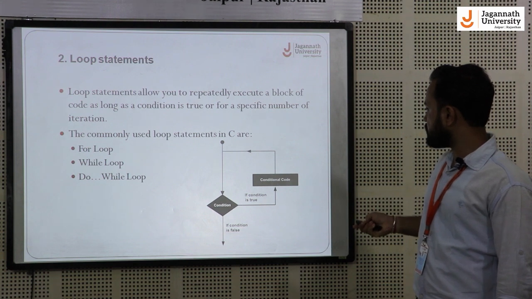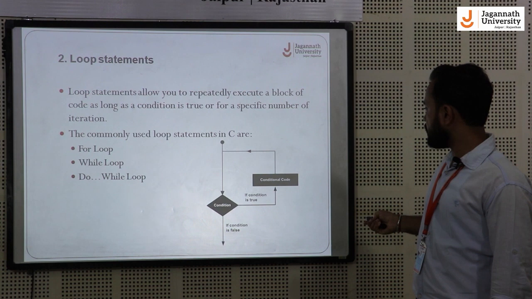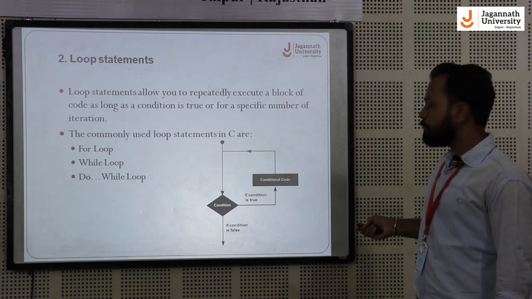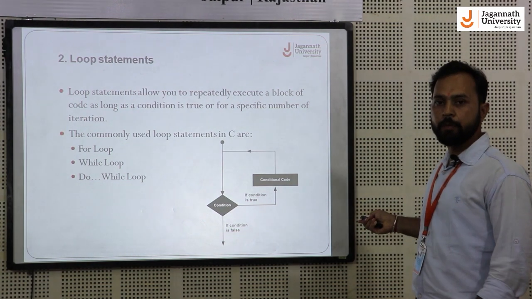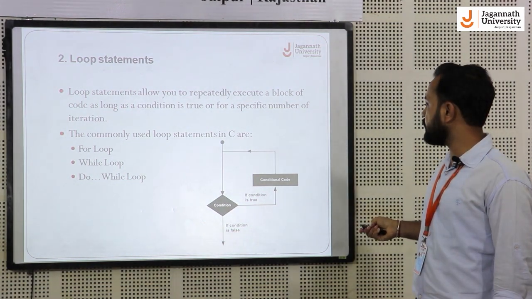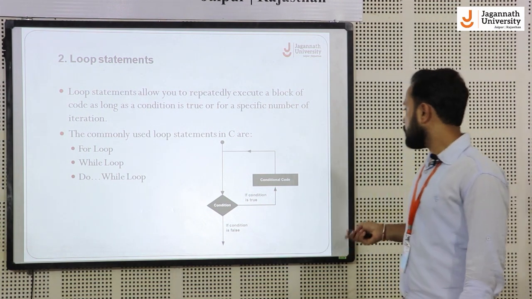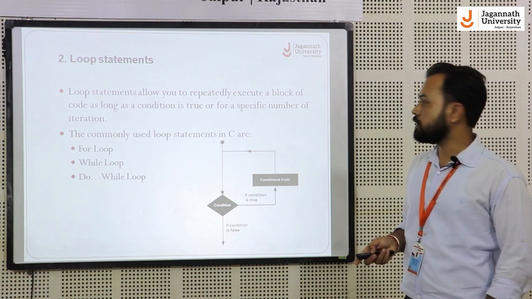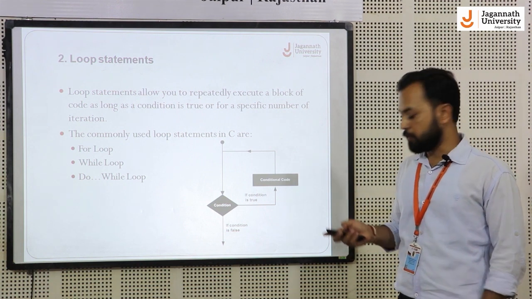Suppose this condition is true, then this code will be executed. Again your condition will be checked, again if the condition is true, then this code will be executed. The same will be repeated until a specified number, or when the condition is false, the flow will go this side. So, there are 3 types of looping statements: for loop, while loop, do while loop.